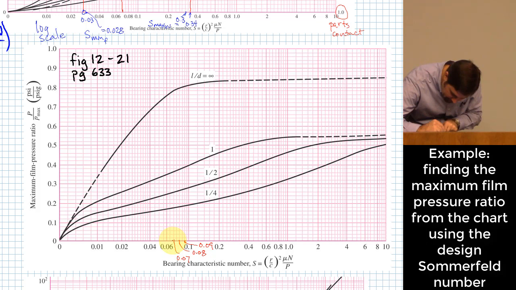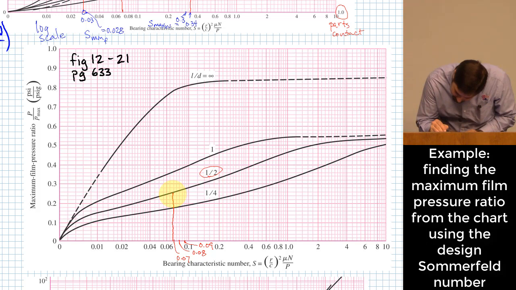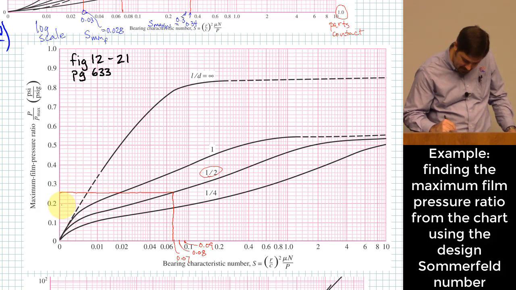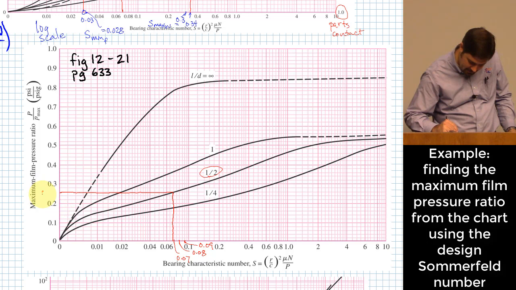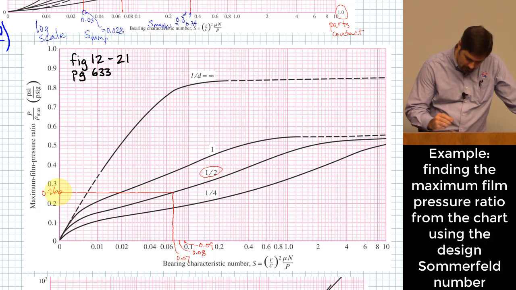So we go up here and we come to where we hit that 1/2 ratio. And so then we can read from there over to this axis, and so there we've got 0.2. We have 1, 2, 3, 4, 5 divisions there. So that tells me I've got 0.22, 0.24, 0.26. And what is it that we get out of that?